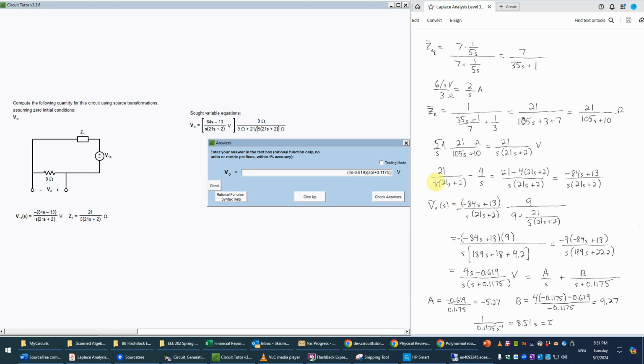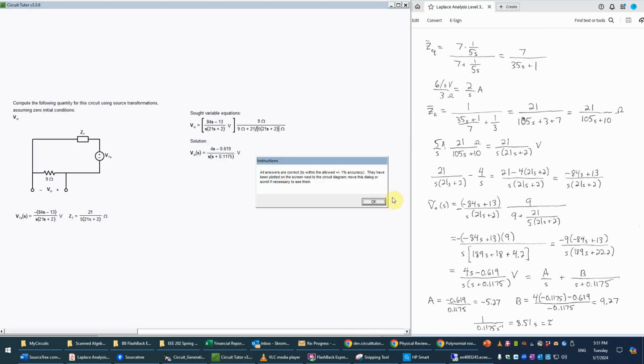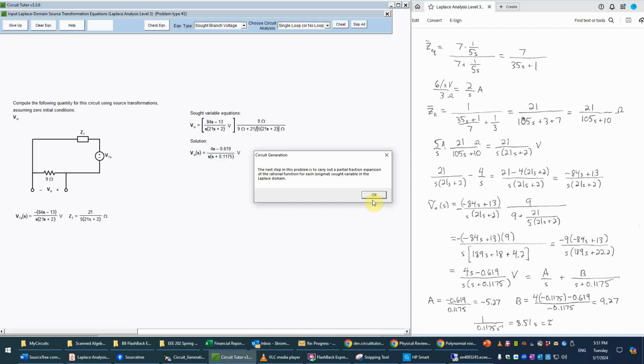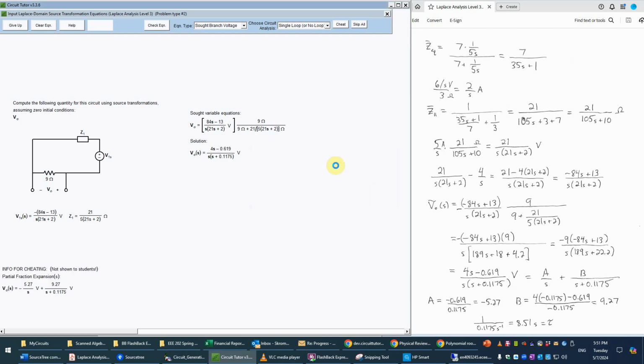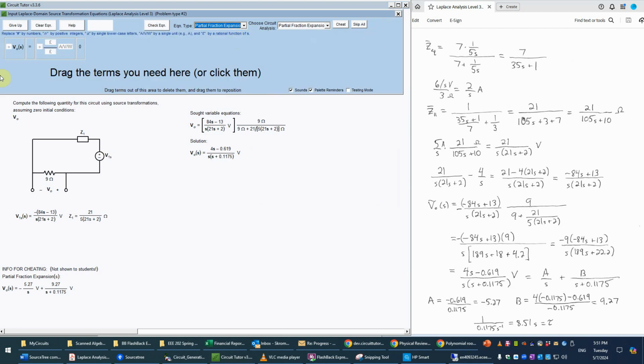And just checking, that should be correct. So we'll enter that. And that is correct. And now it tells us the next step is to do our partial fraction expansion in order to do the inverse transform to get back to the time domain, which is, of course, our goal. We're trying to solve this transient problem in the time domain, that is our ultimate goal here. So we'll select the only option, which is to do a partial fraction expansion, and it'll provide us with the terms that are needed for that.